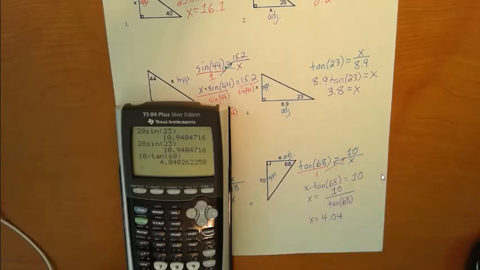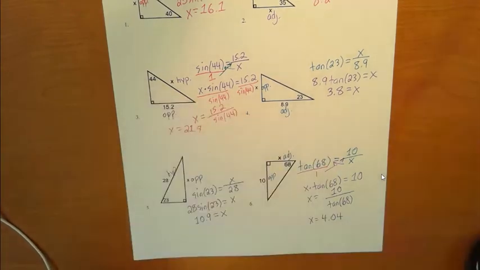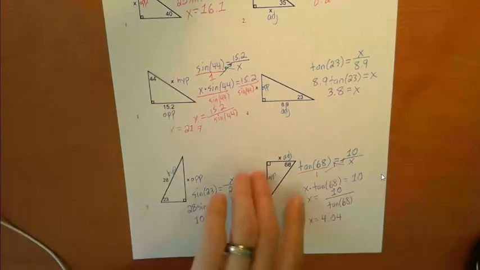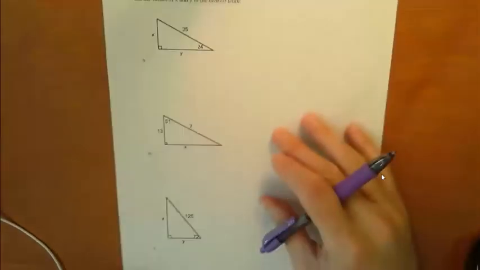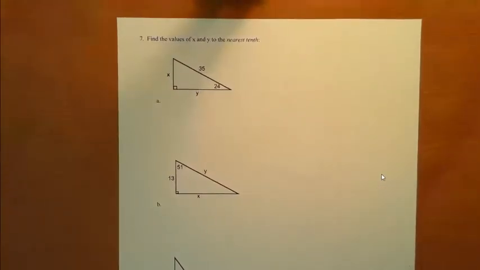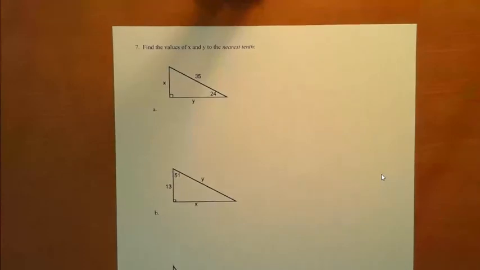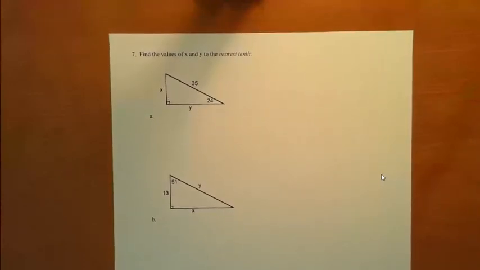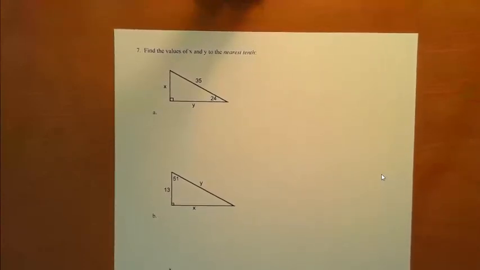Or just 4.0 if you round to the nearest tenth. That wraps up these 6 problems. So let's flip to the back, and we can see that we have a problem in number 7 where we are going to be working on these two problems, 7a and b.